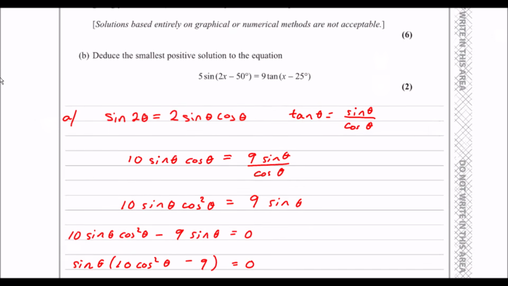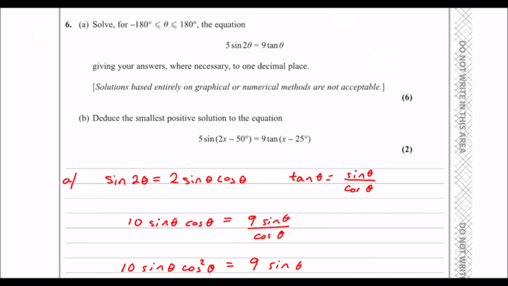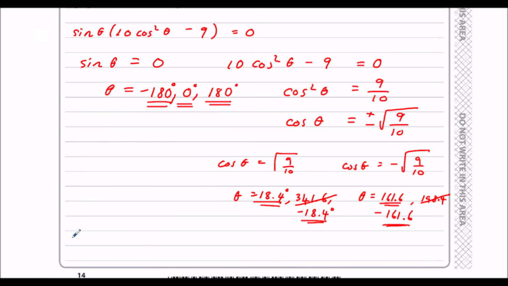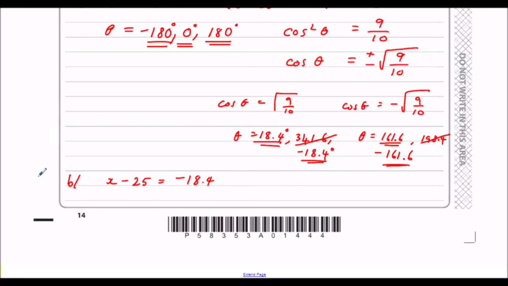Deduce the smallest positive solution to the equation. So what have they done here? Our theta has been changed to x minus 25. So for the smallest positive solution, changing x to x minus 25, the smallest one, if we add 25 to it, will be negative 18.4. So add 25 to negative 18.4, and we get 6.6 degrees.